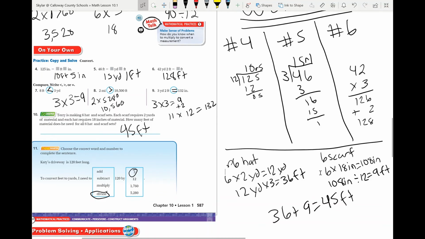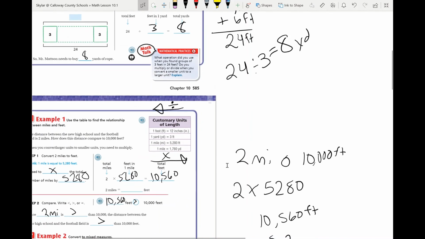And I did the same thing for scarves. We need 6 scarves. Each of them has 18 inches, so 6 times 18, we need 108 inches total. And then I take that 108 inches and I divide it by 12 because there's 12 inches in 1 foot. And I got 9 feet. So we ended up with our answer of 36 plus 9, 45 feet. And then of course for number 11, to convert feet to yards, you divide by 3. So please remember what you need to do for each of these problems is you find out if you're going to a bigger unit or a smaller unit.